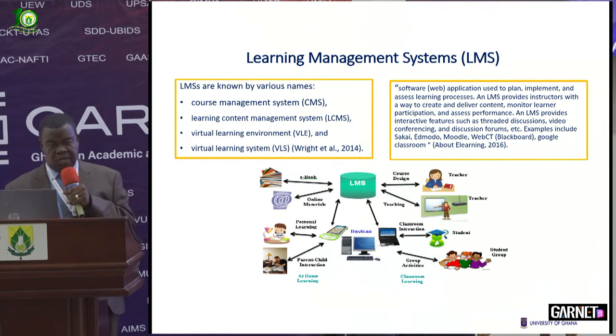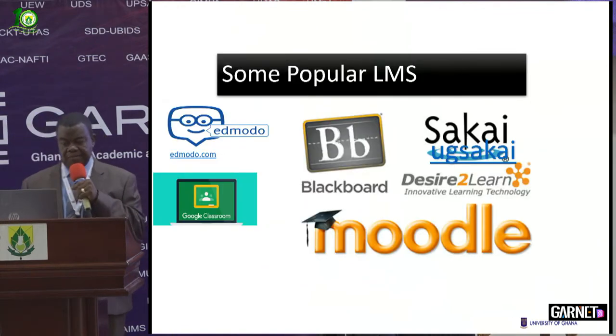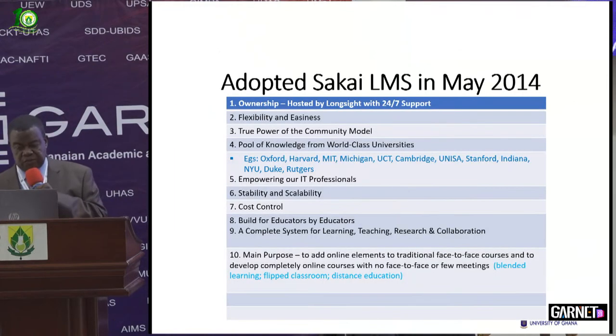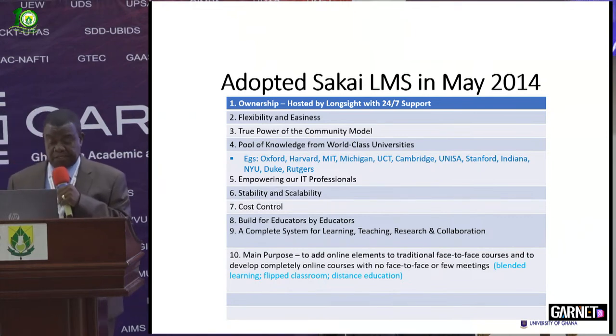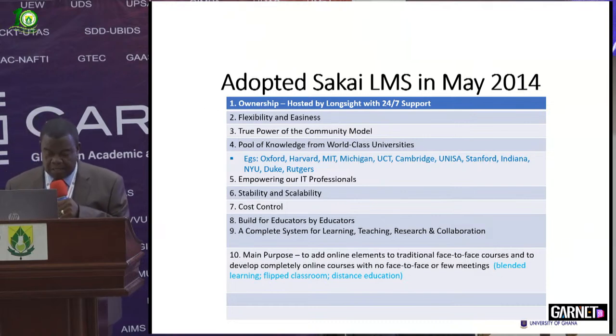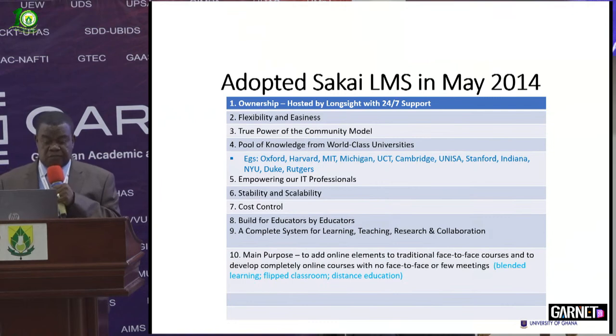Since we are all aware of learning management systems, I'm not going to spend too much time here, but these are some of the popular ones, and the one that the University of Ghana adopted in May 2014 is called the Sakai Management System. There are 10 reasons why we adopted Sakai. It was hosted, we have full ownership, it was hosted first by Longsight in 2014.